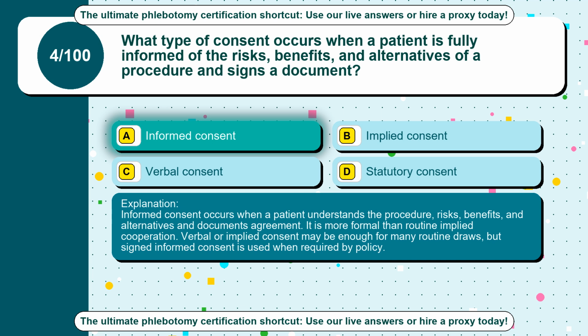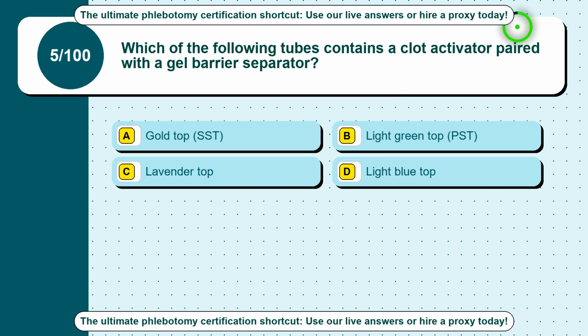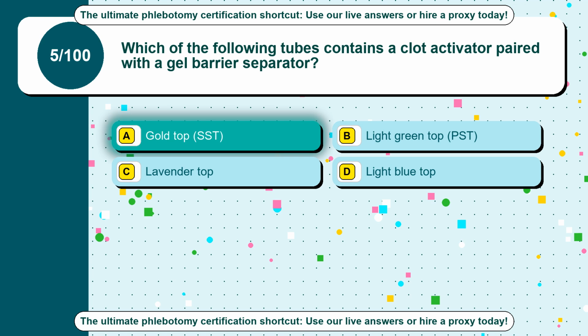Question 5. Which of the following tubes contains a clot activator paired with a gel barrier separator? Option A. Gold top, SST. Option B. Light green top, PST. Option C. Lavender top. Option D. Light blue top. The correct answer is option A.